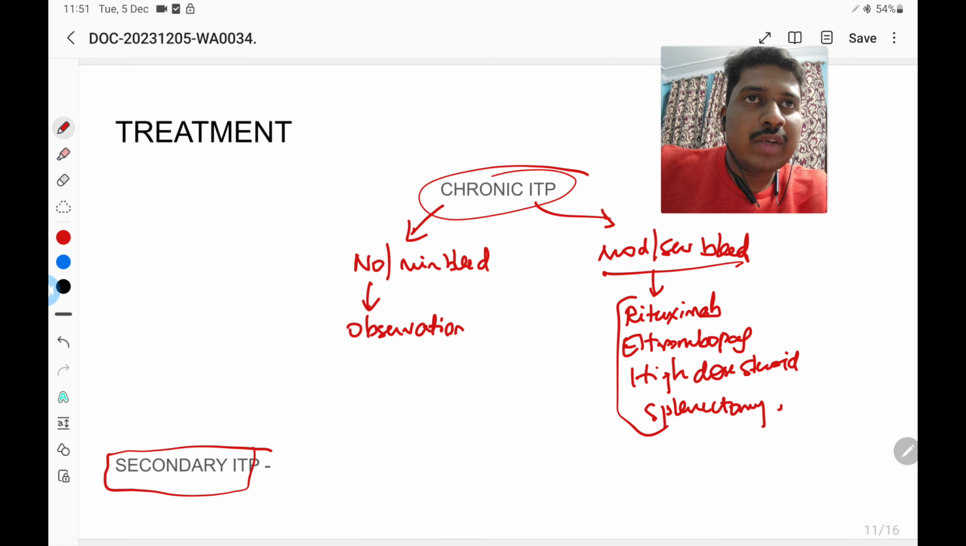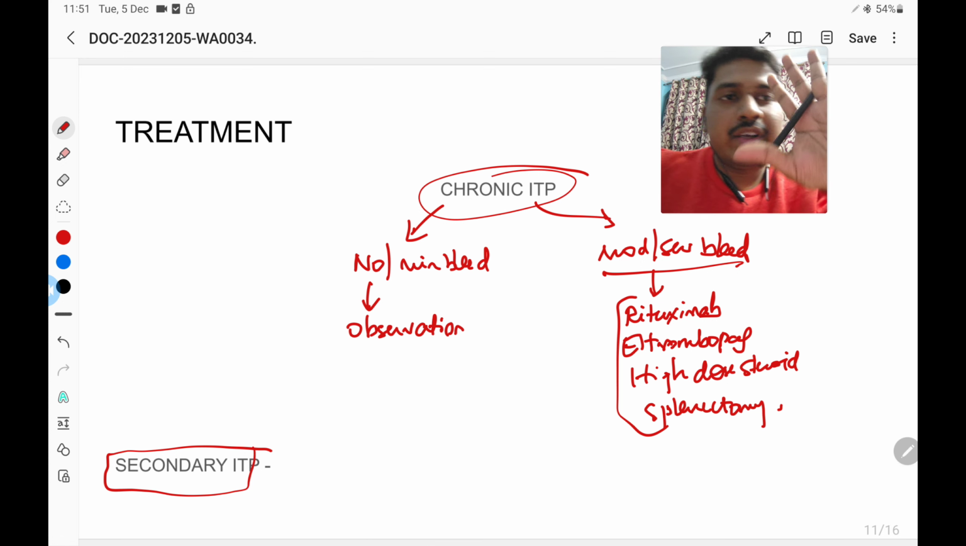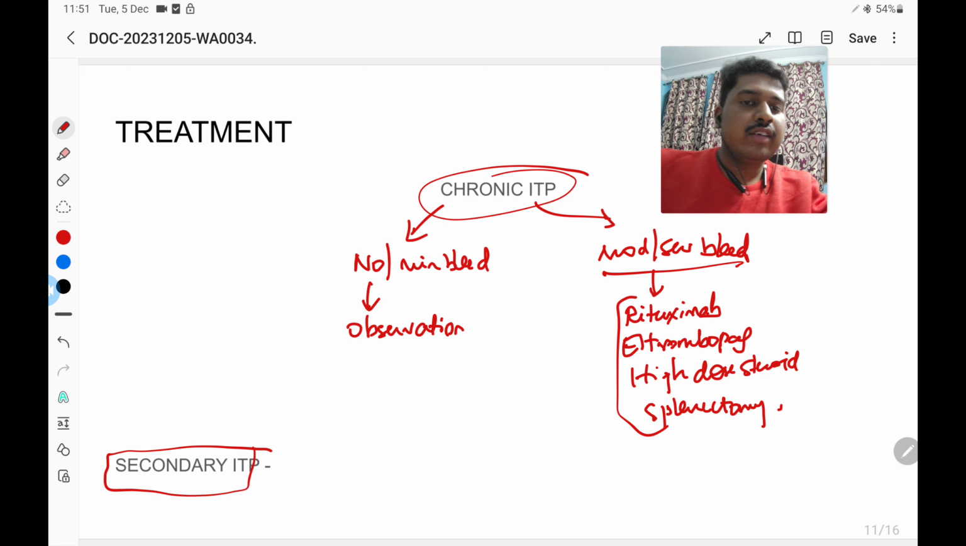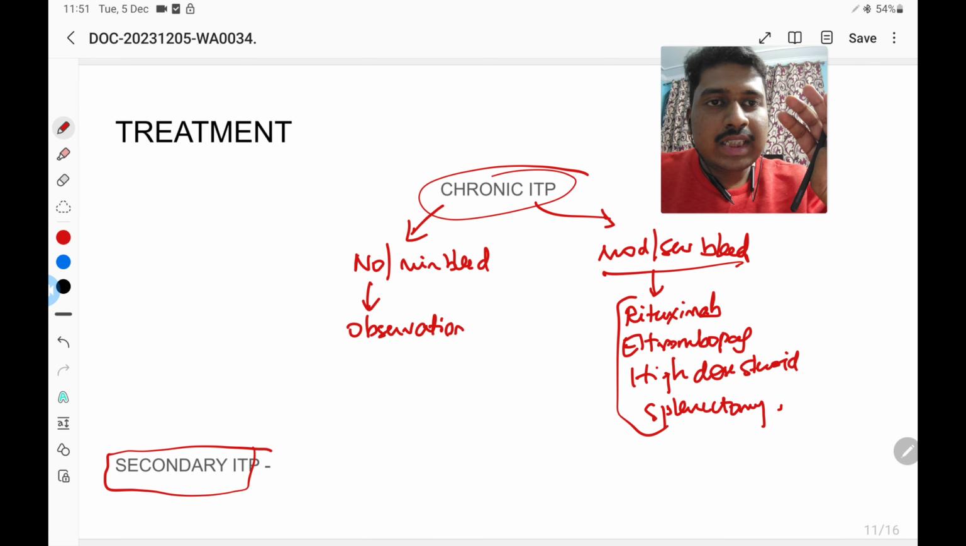We had discussed earlier, primary ITP, secondary ITP. Secondary ITP, 5 causes. What are the 5 causes? One is infection, second is autoimmunity, third is primary immunodeficiency, fourth is drugs, and fifth is miscellaneous, that is malignancy. What are the infections that you saw? HIV, yes, very good. Hepatitis C, yes. Helicobacter pylori, CMV, and varicella.